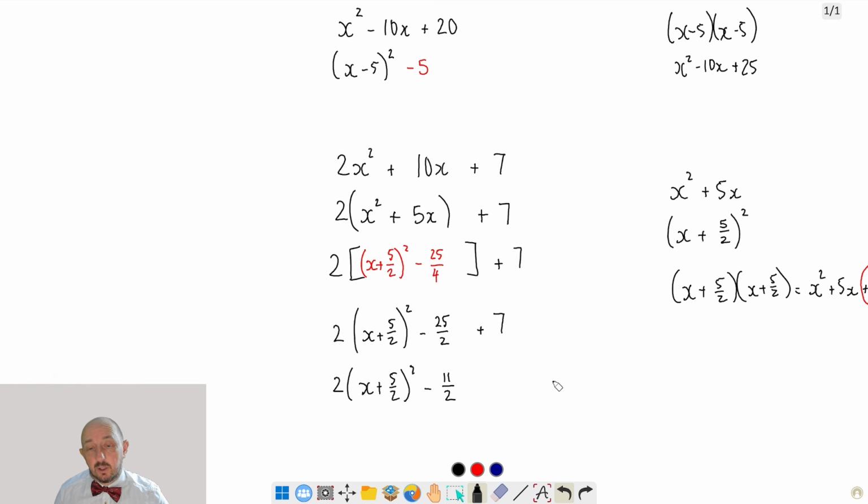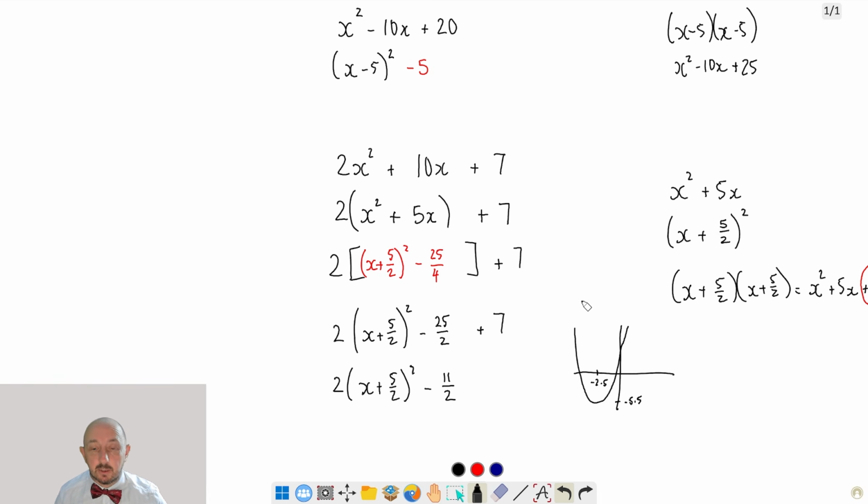Now, this one, when we have a look at the quadratic, I'll just sketch it here. This plus 5 over 2 would become minus 5 over 2, so minus 2.5. And the y coordinate would be minus 11 over 2, which is minus 5.5. Like that. So our curve would look something like this.